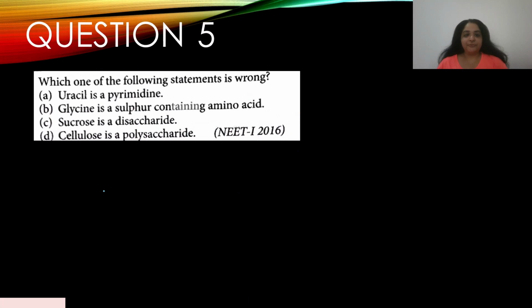Question number 5. Which one of the following statements is wrong? Let's emphasize on wrong. NEET 1 2016 is when this question appeared. A. Uracil is a pyrimidine. That's correct. B. Glycine is a sulfur containing amino acid. That's incorrect. C. Sucrose is a disaccharide. Correct. D. Cellulose is a polysaccharide. Yes, that's also right. So the answer is B.